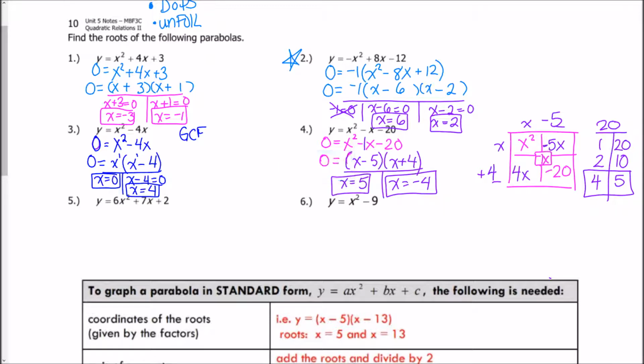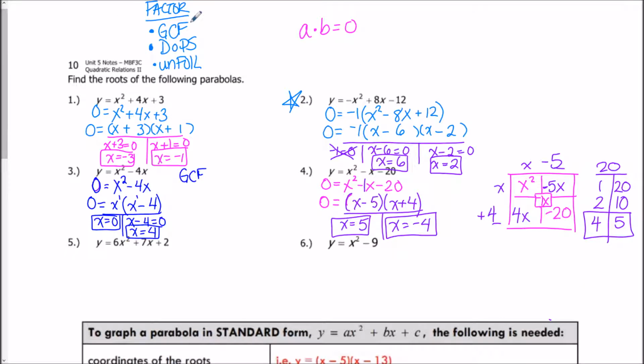Okay? We're going to skip 5, and I want to take a look at number 6. So number 6 right here, we can see that there is no GCF because there's nothing in common. It's a difference of perfect squares because we've got two perfect squares, we've got subtraction, and there's two terms. So I'm going to set 0 equal to, and I'm just going to factor x squared minus 9 into x plus 3, x minus 3, which means x has to equal negative 3, or x has to equal positive 3.